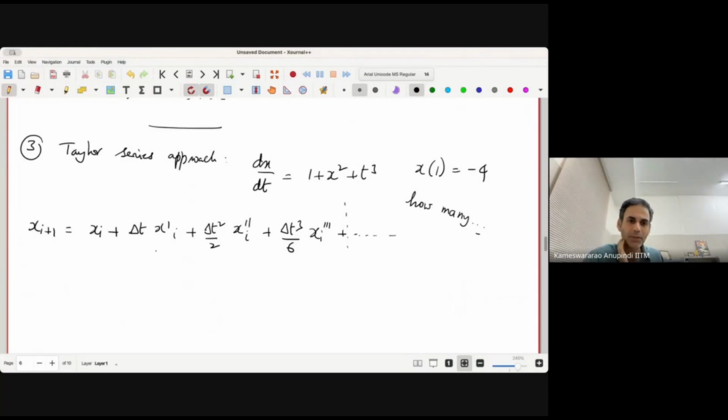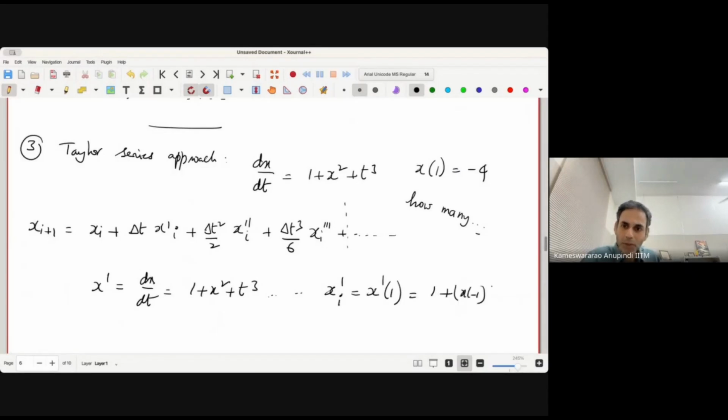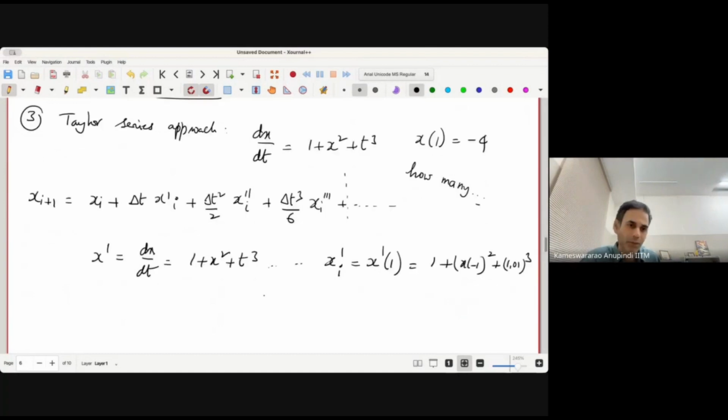But then now we know what is on the right hand side. Did I write it correctly? x i plus 1 equals x i plus, yeah. We know that x prime is nothing but dx by dt, which is equal to 1 plus x squared plus t cube. So this can be evaluated at the ith location. That means x prime of i is nothing but x prime at 1, which is 1 plus x of 1 squared, that is minus 4 squared, plus 1.01 cube. So that is the first value.